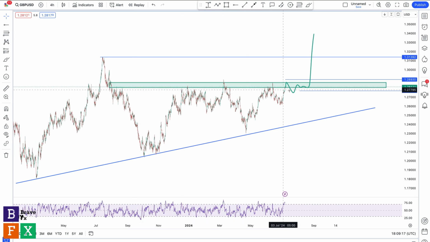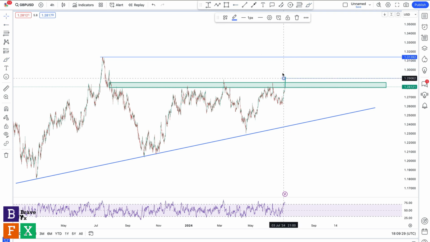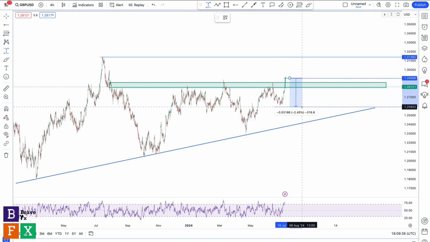So the reason why I wouldn't be jumping into a buy trade if we do get a bullish breakout right now. So let's say, for example, we get price immediately just breaking out. It means if you jump into a trade here, your stop loss would have to be over here, and that's going to be approximately, let's see, approximately 300 pips.